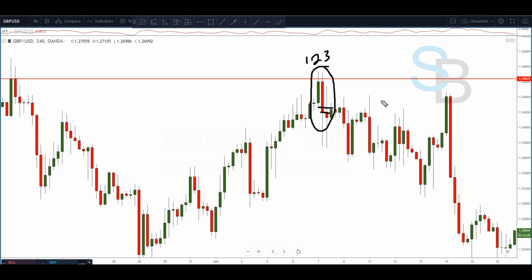So that's the rules we're looking for when it comes to the candlestick pattern. We'll take a look at one more of these. We'll just go bullish on this next example, which I already see.